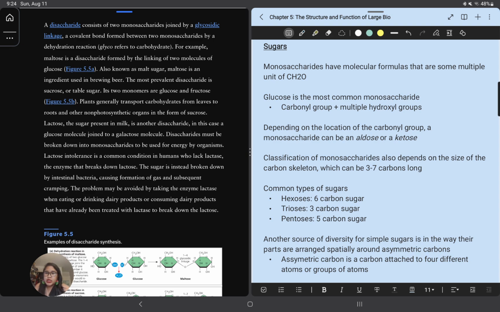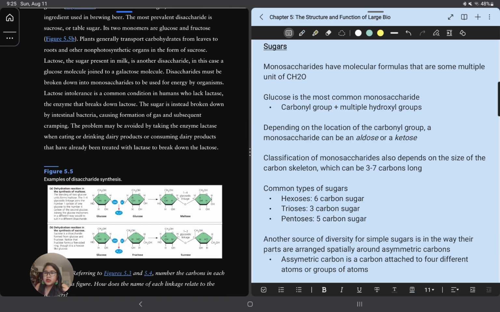Lactose, the sugar present in milk, is another disaccharide. In this case, a glucose molecule is joined to a galactose molecule. Disaccharides must be broken down into monosaccharides to be used for energy by organisms.